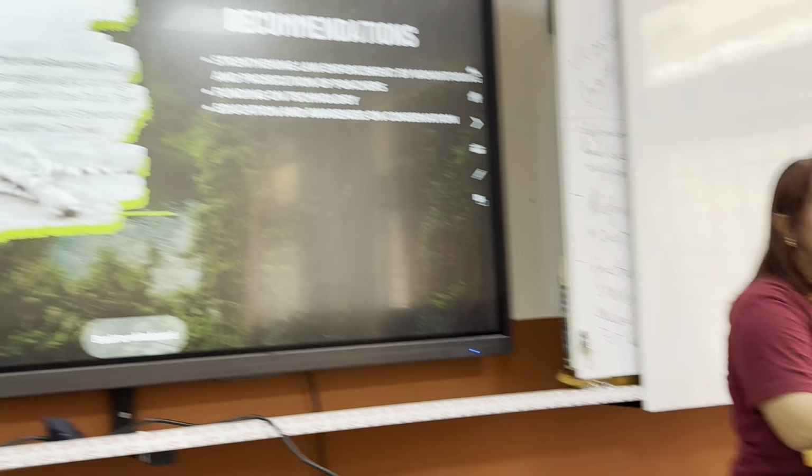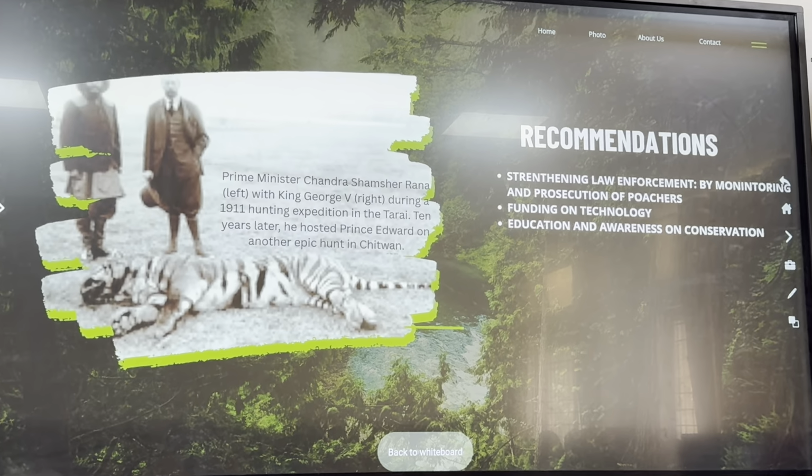And last is the lack of funding and technology. Nepal is really behind in technology. We don't have the equipment to track every animal. We don't have technology or even funding, because of corruption, people take away the funding that comes from other countries. So that's it, and the recommendation is strengthening law enforcement by monitoring and prosecution of poachers.